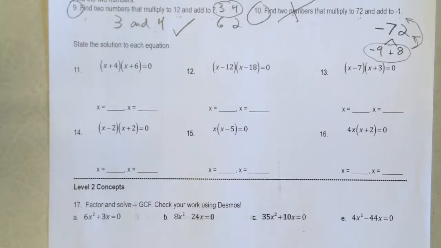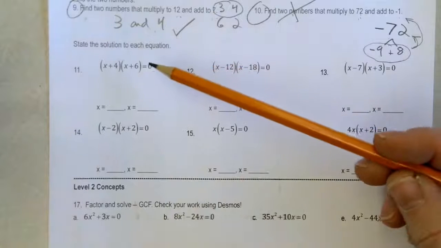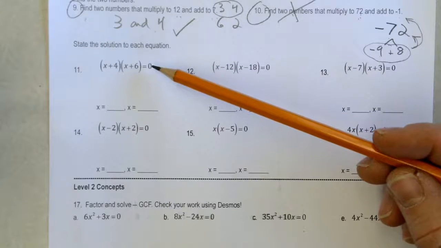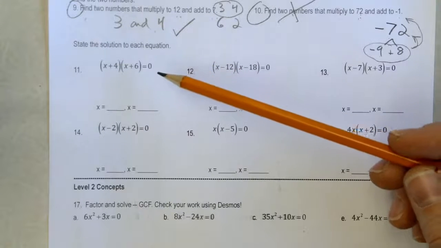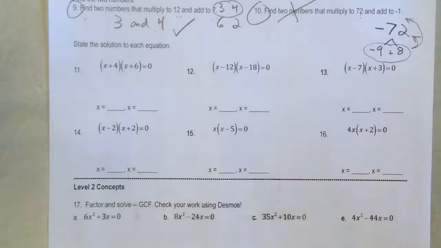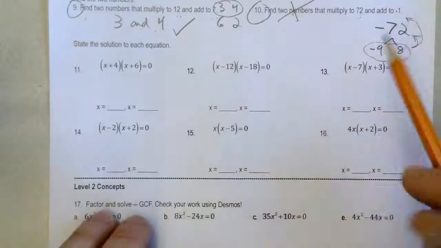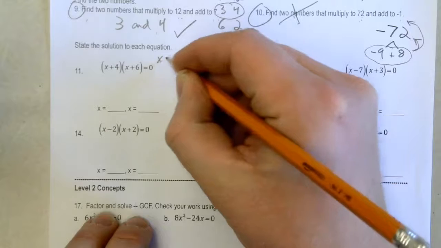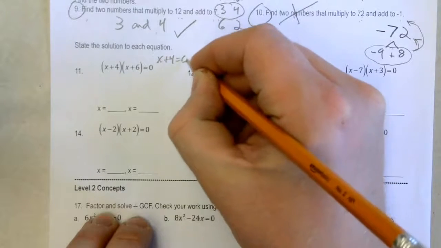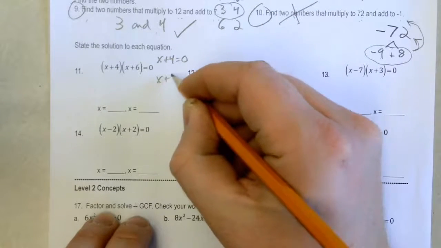Last part of the level 1 review is numbers 11 through 16. Really one of the easier ones. These are factored already, and they're set equal to 0, so we have to find the solution for each. I'll tell you how to do it algebraically, but then I'll tell you the little trick. Algebraically means we set each of these equal to 0, and then we solve.